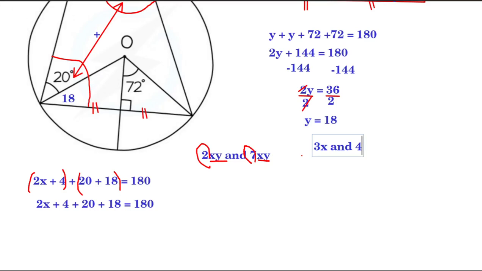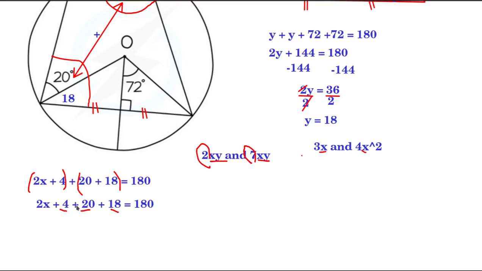Why are these two not like? This one has an x, this one does not have an x. And even if both had an x, but the x here is raised to a different power, they are still not like terms, because the variables are not raised to the same power. So for this case, our like terms are 4, 20 and 18.